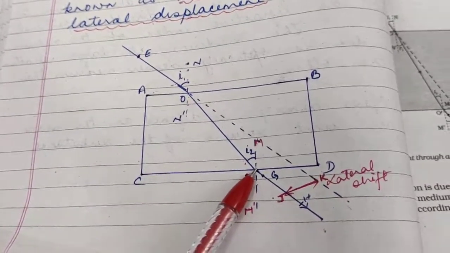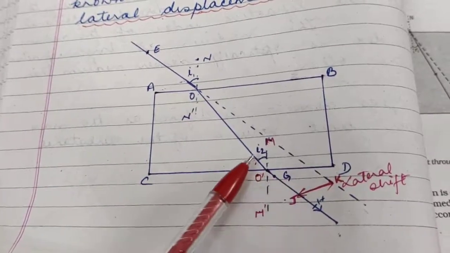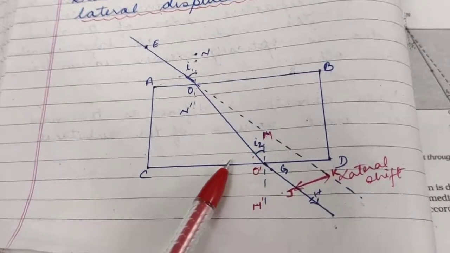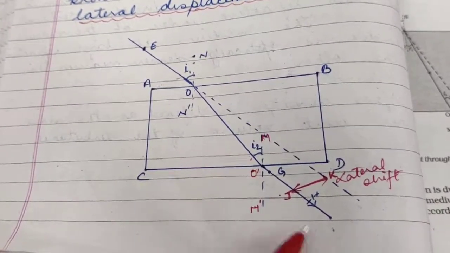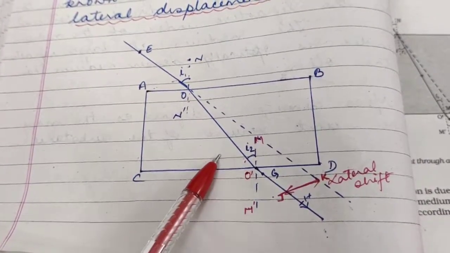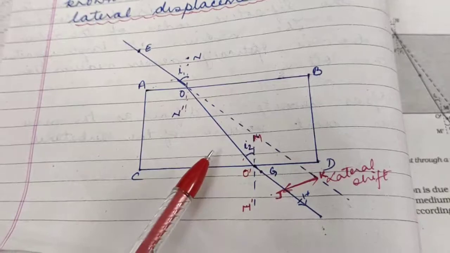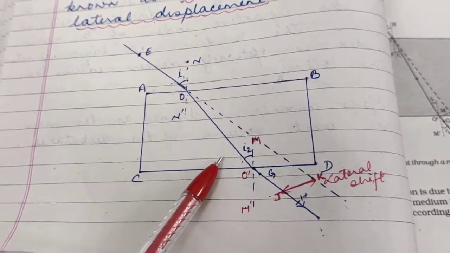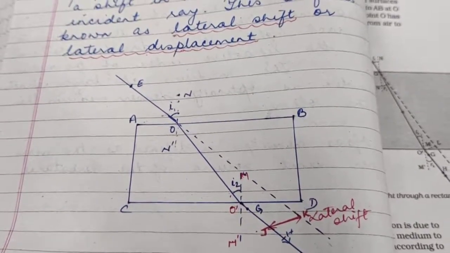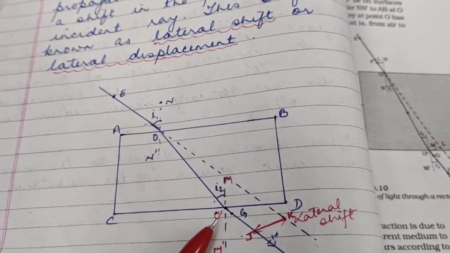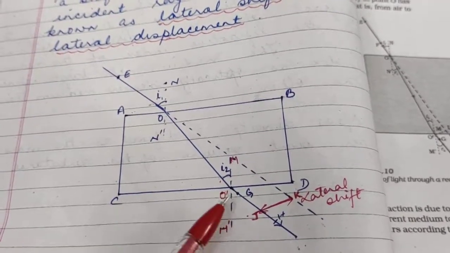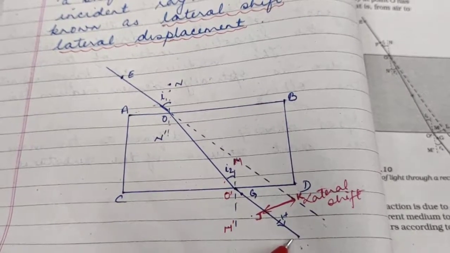At this point again, since refraction is taking place and it is a rectangular glass slab, the light will come out, it will emerge out of the glass slab. Now it is coming out from glass to air, so it is traveling from denser to the rarer medium, so it will bend away from the normal. Okay, so this O dash H is the emergent ray which is coming out of the rectangular glass slab.